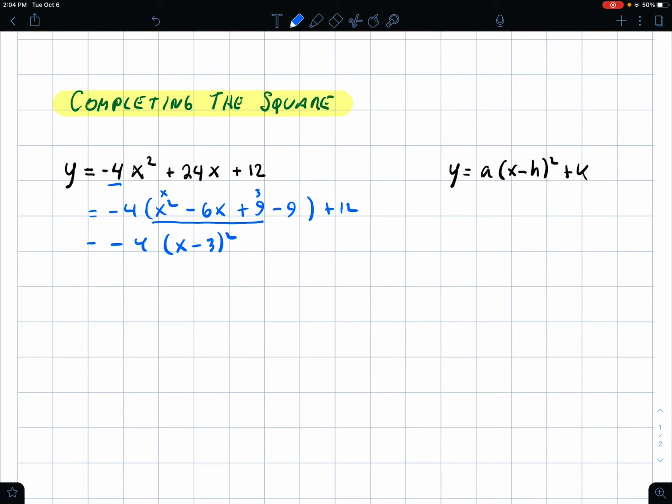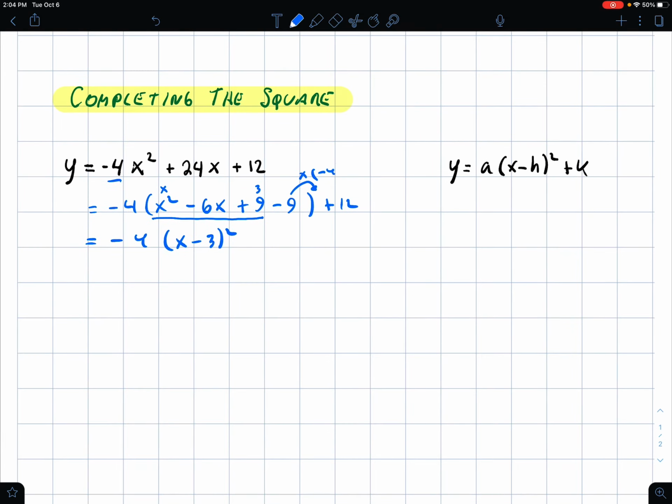What's the rest of the stuff? We've got the minus 4. Now the minus 9 needs to come outside, and the number in front is the minus 4. So I'm going to multiply it by minus 4. Minus 9 times minus 4 gives us plus 36. And there comes the plus 12 from the very beginning. We're just going to put those two together. And that is minus 4 times (x minus 3) squared plus 48.